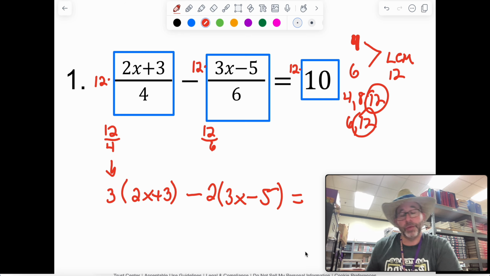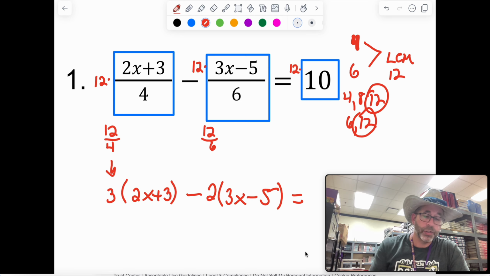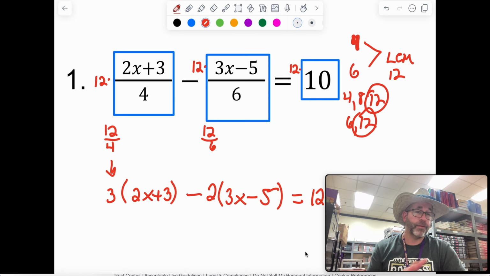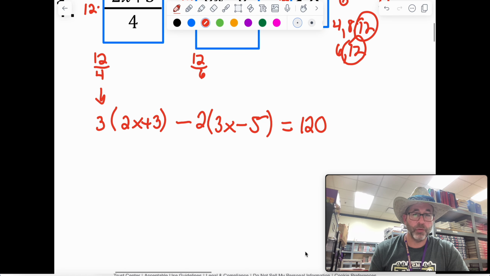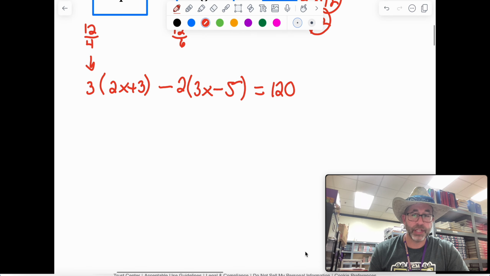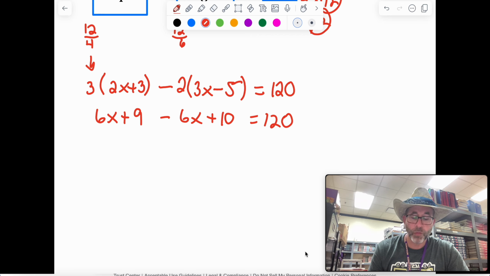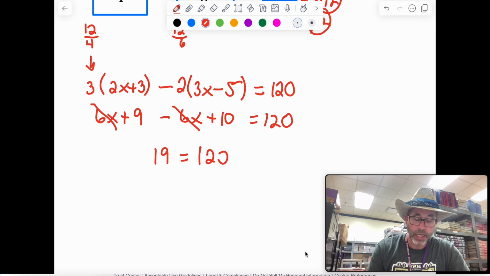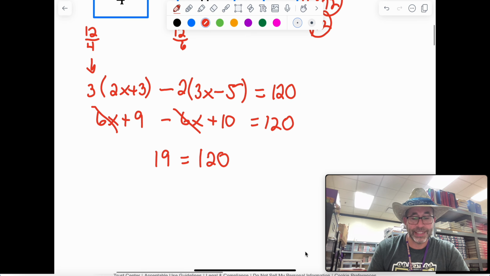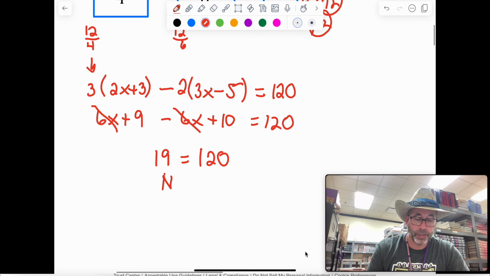Now the mistake that people usually make is forgetting to do it to the right side of the problem. So if we continue with that, 12 times 10 means that we're going to have 120. That's it. The fraction is now gone. We don't have to worry about it anymore. And now we just continue on with our method of solving. Let's distribute first. We have 6x plus 9 minus 6x plus 10 is going to equal 120. Combine like terms here. These are going to cancel out, leaving us with 19 is equal to 120. In this example, since 19 does not equal 120, we would say that there would be no solution for this.